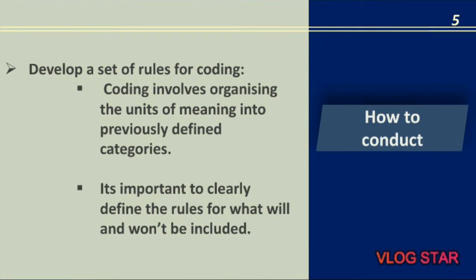Next, to develop a set of rules for coding. So coding involves organizing the units of meaning into previously defined categories. It's important to clearly define the rules for what will and won't be included. So what is a code? A code is the label that the researcher assigns to the text that has to be analyzed, and the text can be a word or phrase, as I already stated in the earlier presentation. For example, the code politician is assigned when there is a mention of any political person in the text.